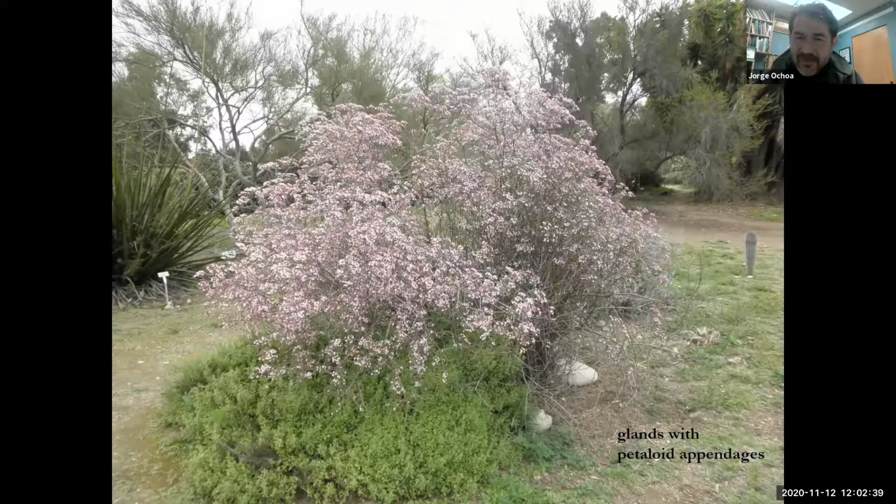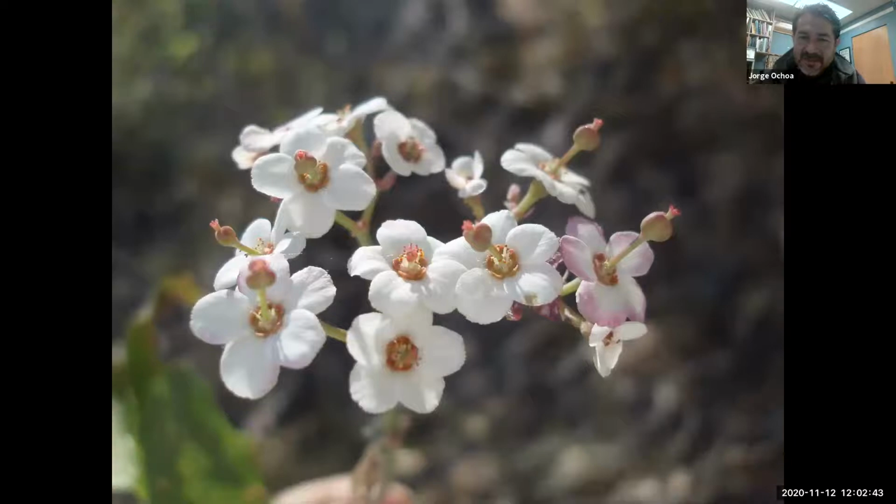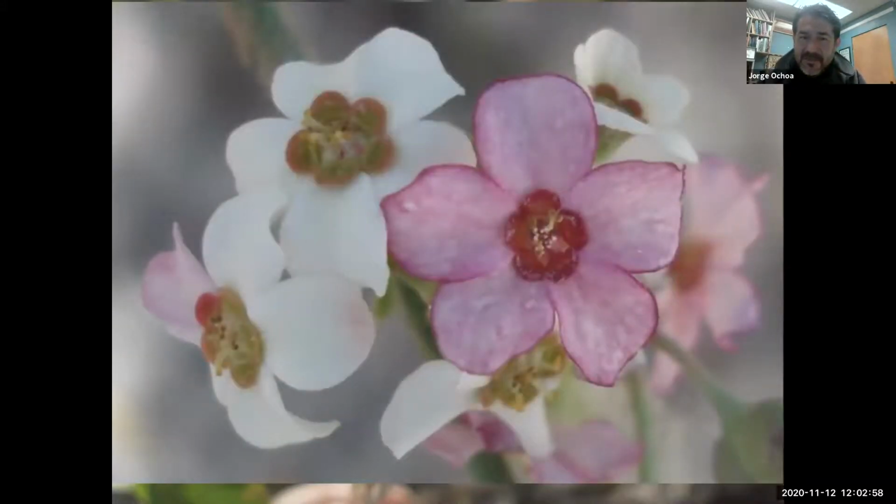This is a euphorbia from Baja California, and it looks like a flower. So here's a close-up. There's the glands, but there's an extension of the gland that becomes a petal-like structure, each one individually from the gland itself. And here's the close-up of them. So those are the origin, as obviously the glands.